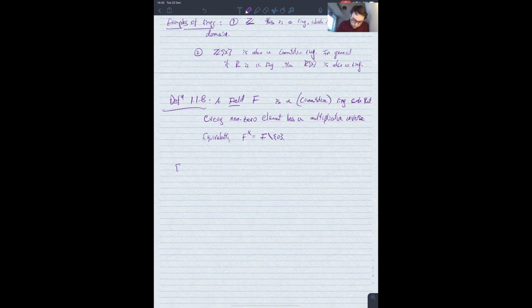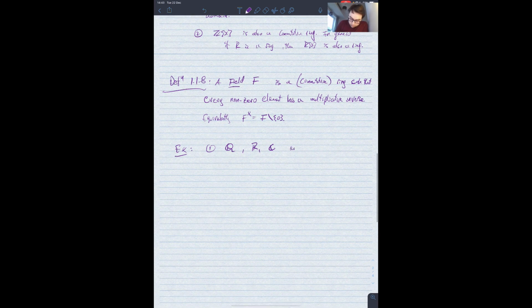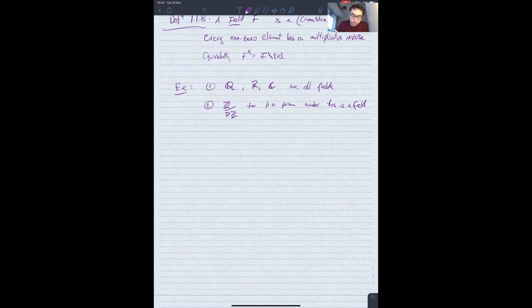So some examples, one, like the rational numbers. This is a field. The real numbers, the complex numbers, these are all fields. Maybe a field of finite size, so Z mod pZ for p a prime. This is a field. This is the integers modulo p.